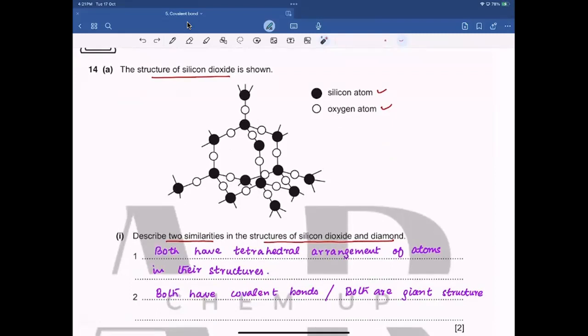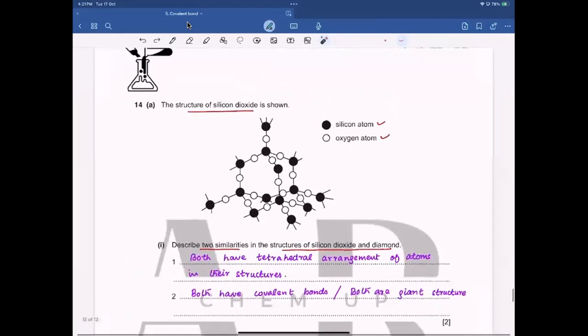Sir, can we also write that at the center they both have the carbon atom? No, here there is no carbon atom, it's a silicon. Carbon atom is only in diamond and graphite, not in silicon dioxide, okay?